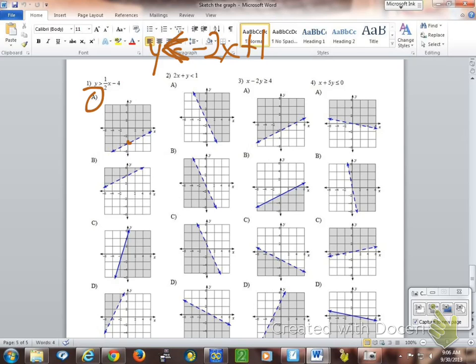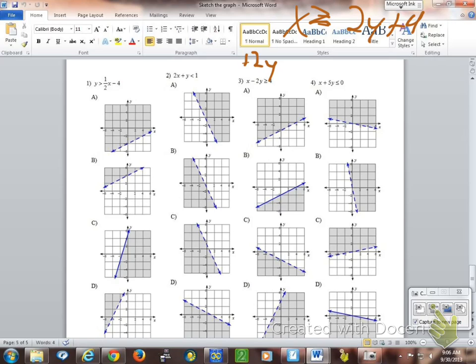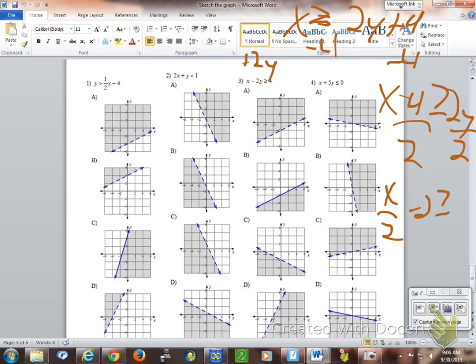Number 3. Add the 2y. So that would be, oh man, hold on. Let me get rid of some of this stuff. All right. So that would be x greater than or equal to 2y plus 4. If we're solving for y, what comes next? Subtract the 4. So it's x minus 4 is greater than or equal to 2y. Divide by 2. And that's x over 2 minus 2 is greater than or equal to y.